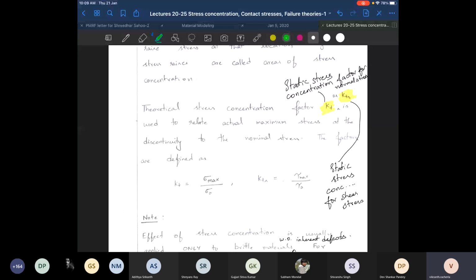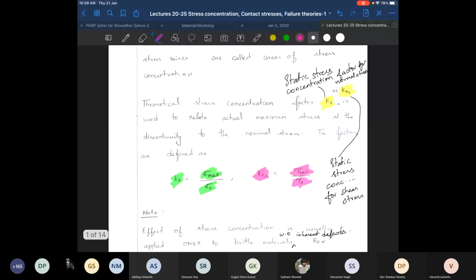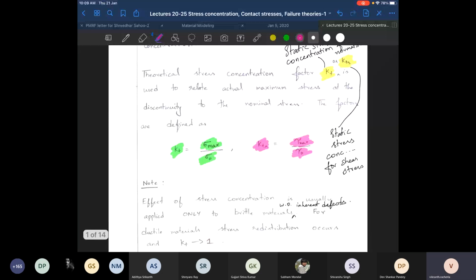The way you define these factors is, for the static stress concentration factor Kt, we define it to be equal to the maximum normal stress divided by the nominal value of the maximum stress, and Kts is defined as the maximum shear stress divided by the nominal value of the shear stress. Now, as I told you in the last class, this static stress concentration factor is applied only to brittle materials, and that too without any inherent defects.